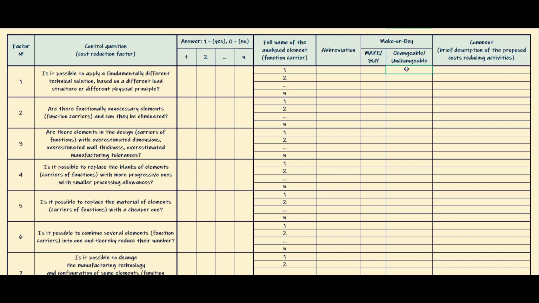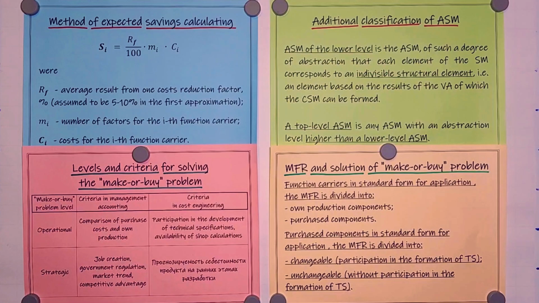Second, the main purpose of introducing the make, buy, and changeable, unchangeable columns into the form is to create restrictions to the process of formulating a description of the cost reduction measure in the comment column. Okay, what about levels and criteria for solving the make-buy problem? Despite the fact that in theory the make-buy problem is solved within the framework of management accounting, as a rule, quantitative methods and value-added analysis are used, which are not included in the content of the cost engineering course.